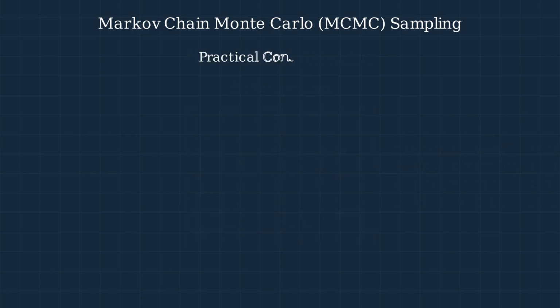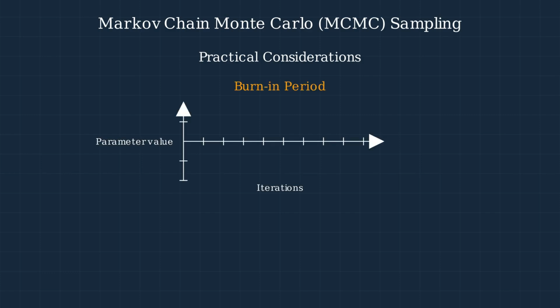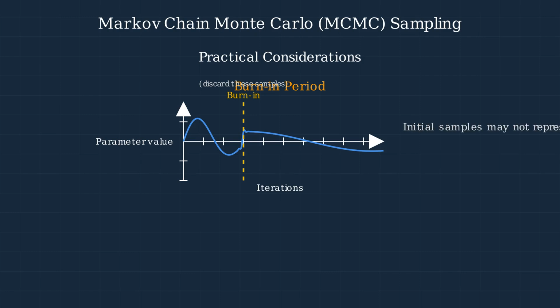A critical aspect of MCMC is the burn-in period. Because the chain starts from an arbitrary position, initial samples may not represent the target distribution. These early samples are typically discarded. Only after the chain has had time to forget its starting point do we begin collecting samples.